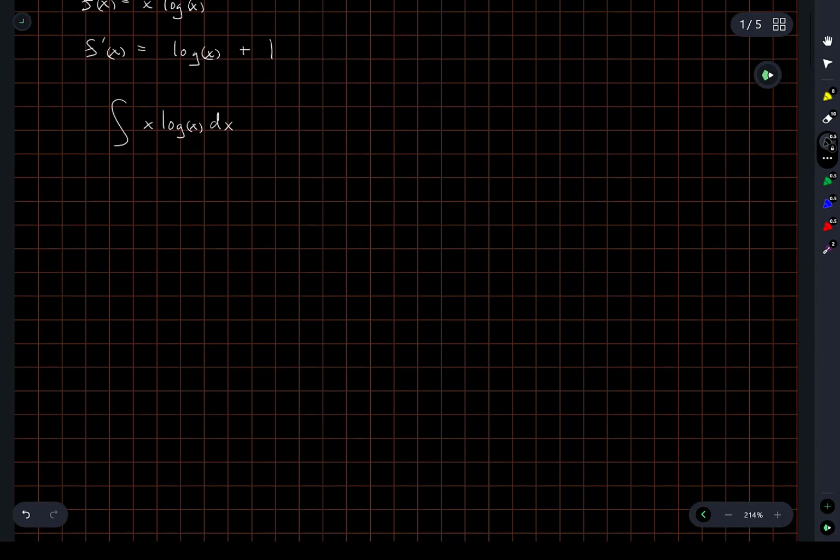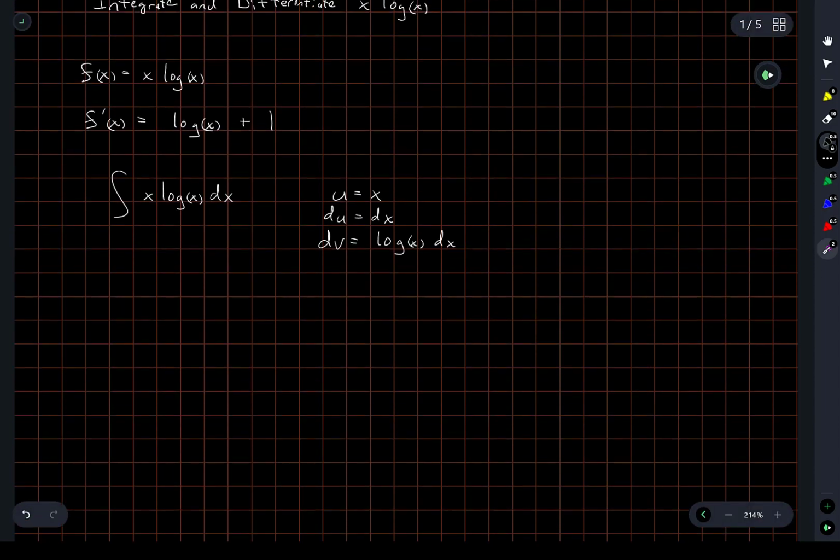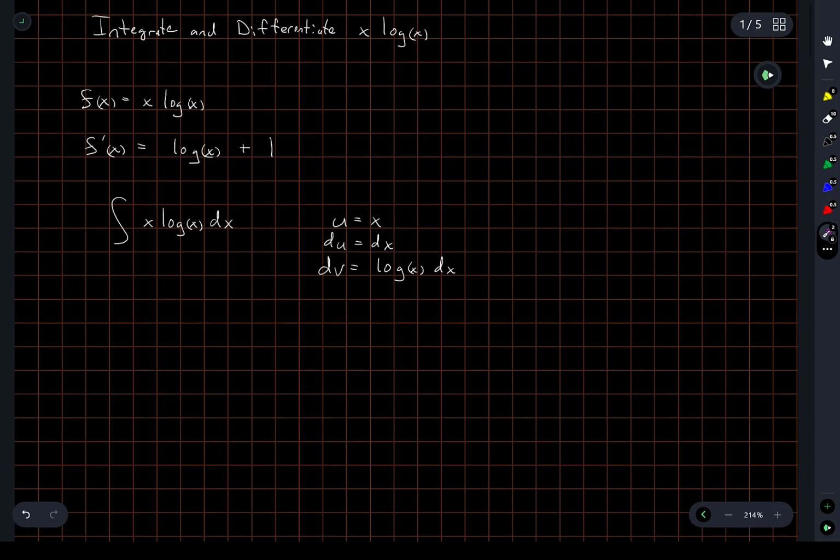So like I said, the first thing I'm going to try is to do this by parts. I'll let u equal x, so that du is equal to dx. And then dv is log x dx. I had this backwards in my head. The integral of log x is not obvious, but I happen to know just from previous experience that the integral of log x is x log x minus x.